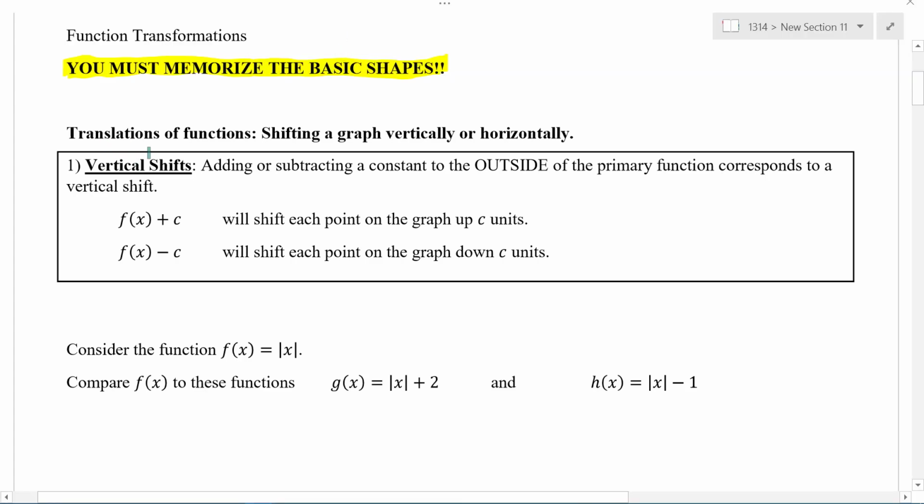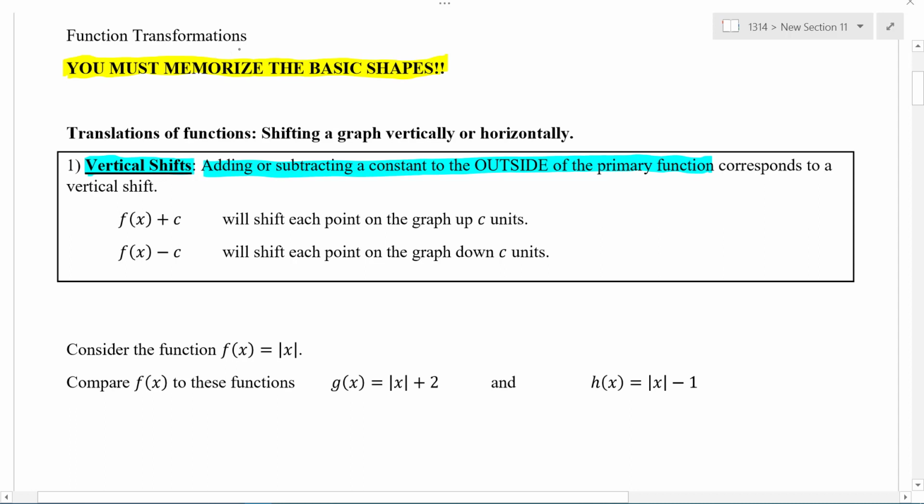So this is called translations of functions. That means to shift a graph vertically or horizontally. So what happens when we get a vertical shift? To get a vertical shift for a graph, we have to add or subtract a constant to the outside of the primary function.